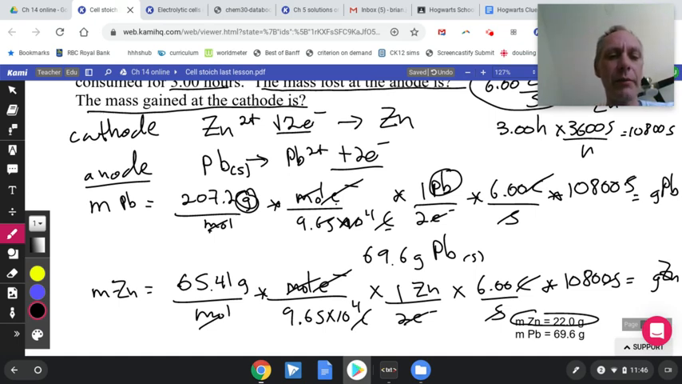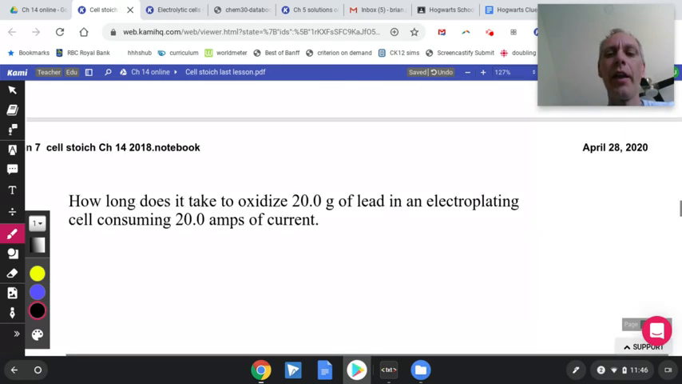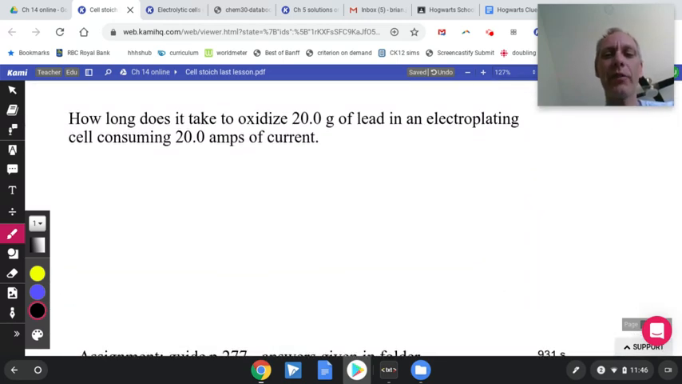Mass cathode, mass anode, mass lost at anode, mass gained at cathode. Okay, it's our last one. Wow, we're done chapter 14. We're done everything in redox. Hope you've enjoyed this chapter. Believe it or not, it's my favorite.